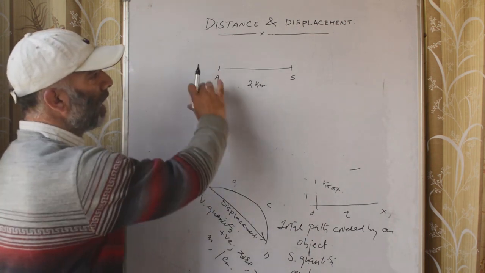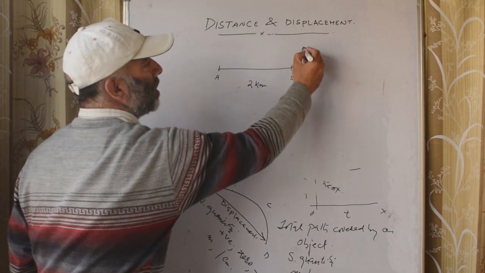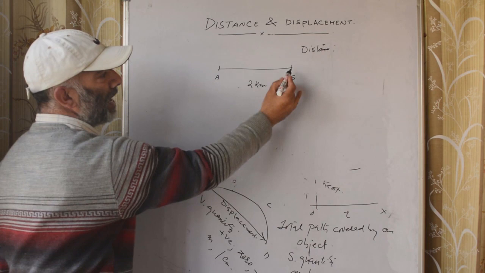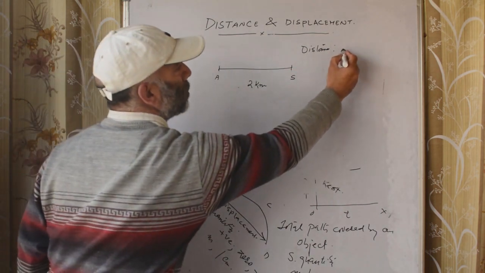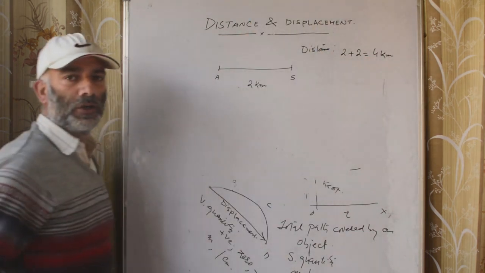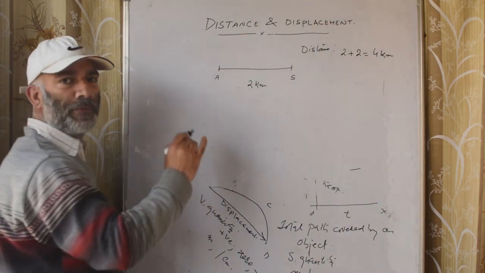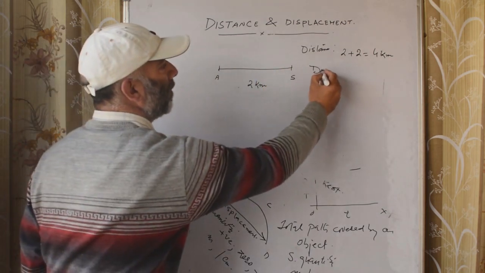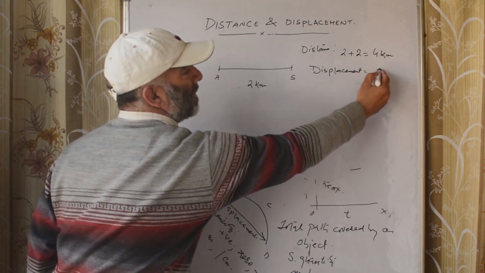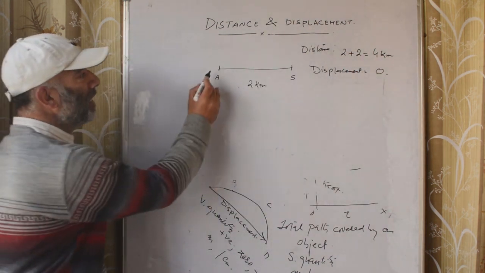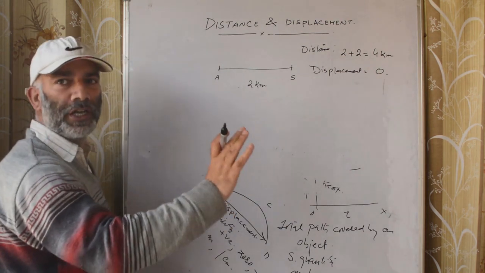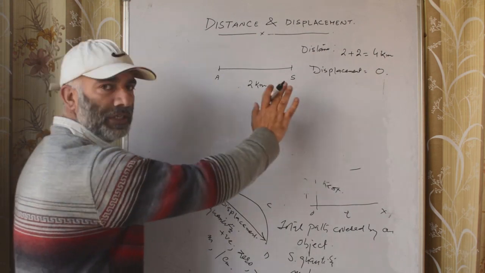Can anybody tell me how much is the distance traveled? So distance will be equal to total path. What is total path? AS plus SA, that is 2 plus 2, that is equal to 4 kilometers. Okay. If he returns back to A, what is the displacement? Displacement will be equal to 0. Because initial and final positions are going to coincide. So under those conditions, the displacement of the particle is equal to 0.